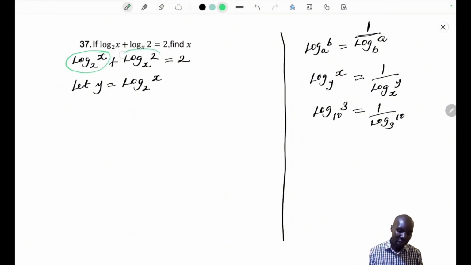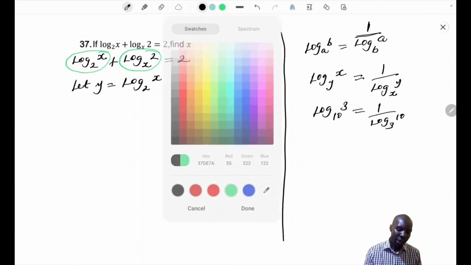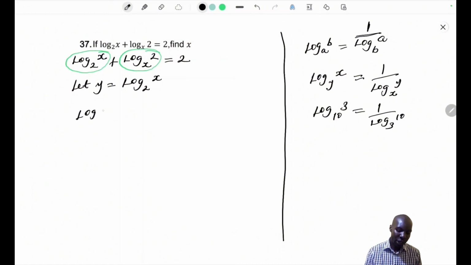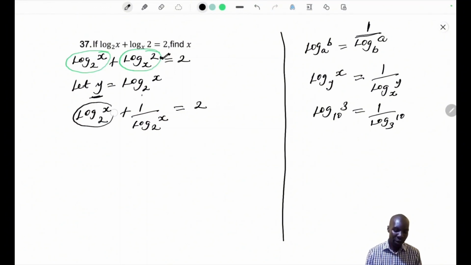Then here they have changed it. It is now log of 2 to base x. So that means log of x to base 2 plus this one can be written as 1 over log of x to base 2, equal to 2. And we had said y is equivalent to log of x to base 2. So where log of x to base 2 is, you replace with y. So we'll have y plus 1 over y equals 2 over 1.